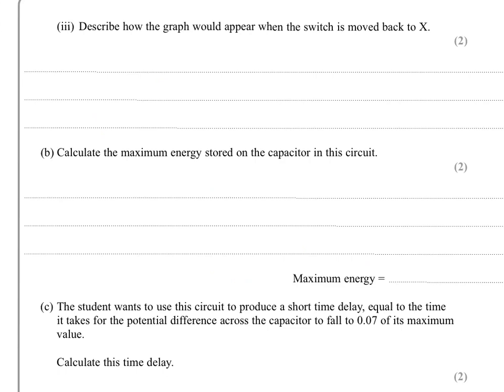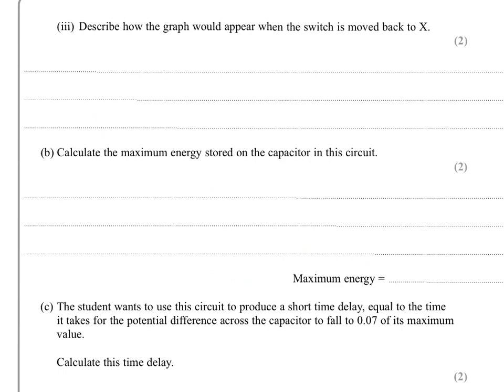so describe how the graph would appear when the switch is moved back to X. Well, it's still a 10 volt supply, it's still a 5 kilo ohm resistor. So the current graph, discharging and charging, always looks the same. It starts with a high value and decays away to a low value. So the graph of current here would look exactly the same whether we were at position X or position Y. It wouldn't make any difference. The current will be the same in both the charging phase and the discharging phase.